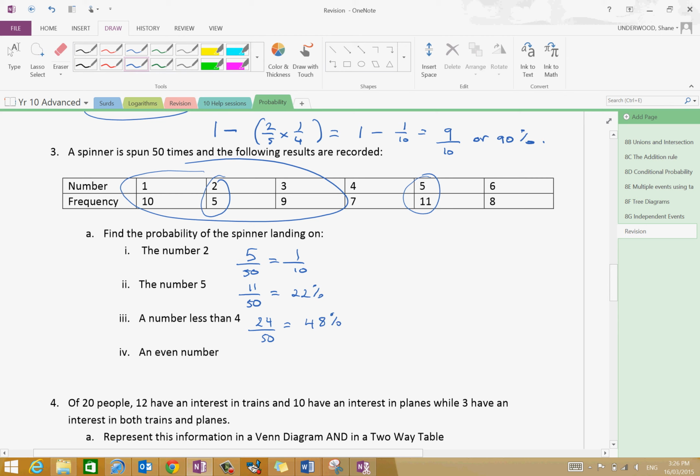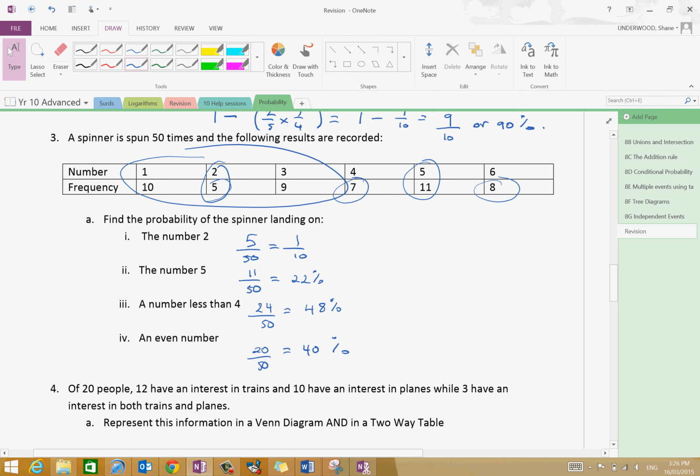An even number is 2, 4 or 6. There is 5 plus 7 plus 8 is 20 out of 50, which is equal to 40%. Are we okay with that so far?